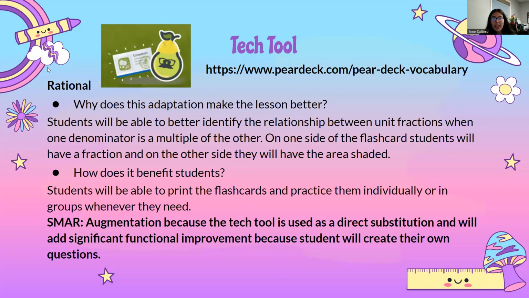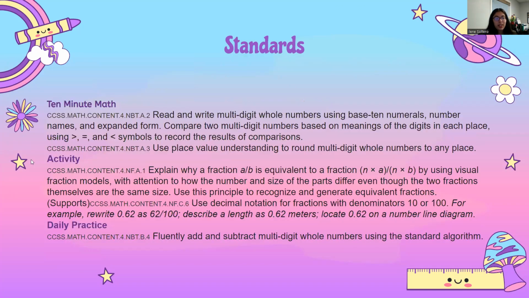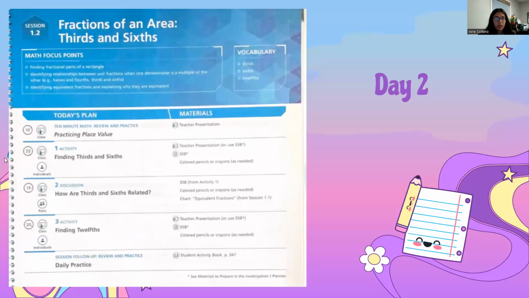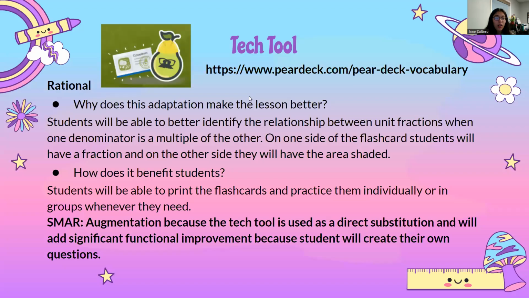A different way to use the vocab cards on Pear Deck, since there are a lot of different ways to use it, right? This one has the vocabulary. You could do it with the vocabulary, or how I'm doing it a little differently is that students will have a question on one side of the card. And then on the other side of the card, students will be able to write their answers.